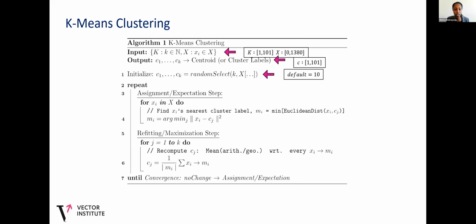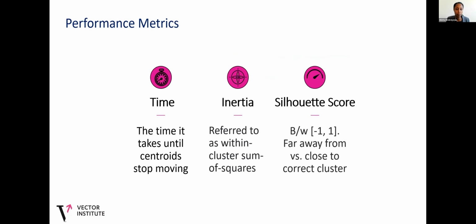So the input for the K values ranges from 1 to 101, and the training data set from 0 to 1,380. The output is the centroids within the same range as K. The initialization parameter, I've left that alone. It's kept at the default value of 10. And lastly, nothing was altered in terms of the assignment expectation steps, as well as the refitting and maximization steps. So here were the three metrics that I used: time, inertia, and silhouette score.